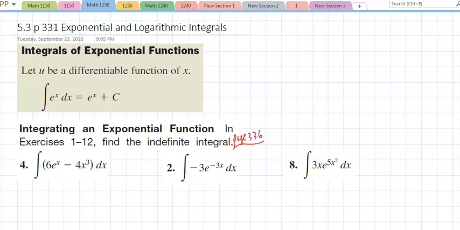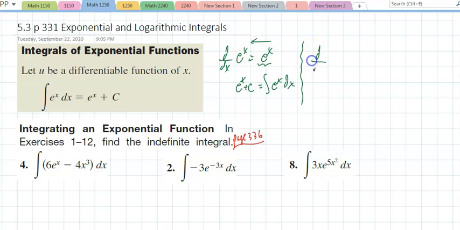Section 5.3 is on page 331, talks about exponential and logarithmic integrals. So if we want to integrate an exponential function, since the derivative of an exponential function is e to the x, to undo that, the integral of e to the x dx would be e to the x plus c. That's simple.